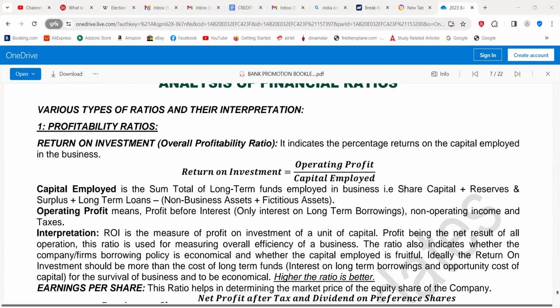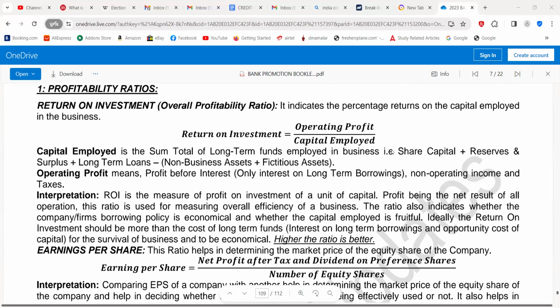पढ़ लीजिए. Return on investment. Overall profitability ratio, it indicates the percentage returns on the capital employed in the business. Return on investment is operating profit divided by capital employed. Capital employed is the sum total of long-term funds employed in business, that is share capital plus reserves and surplus plus long-term loans minus non-business assets plus fictitious assets. Operating profit means profit before interest, only interest on long-term borrowings.